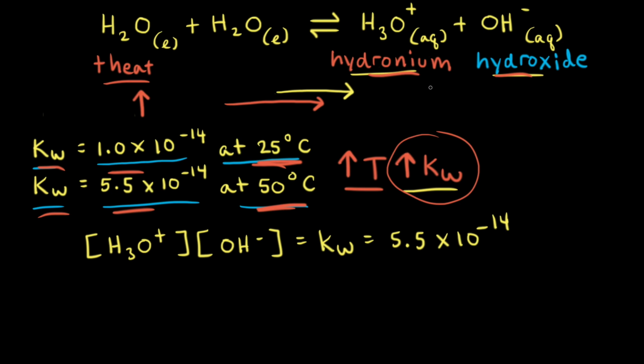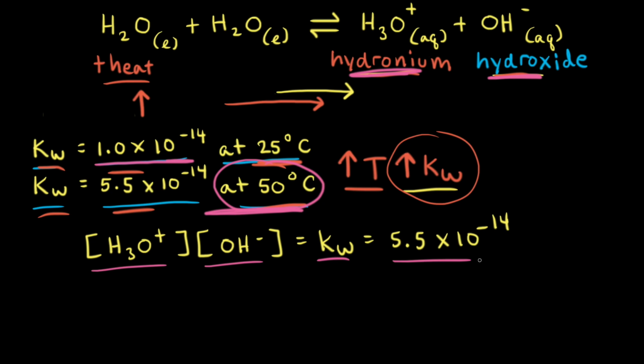Finally, let's calculate the concentration of hydronium ions and hydroxide ions in a sample of pure water at 50 degrees Celsius. We can still use the Kw equation, so Kw is equal to the concentration of hydronium ions times the concentration of hydroxide ions. However, since the temperature is now 50 degrees Celsius, we can't use 1.0 times 10 to the negative 14 because that's the Kw at 25 degrees Celsius. We need to use the Kw at 50 degrees Celsius, which is 5.5 times 10 to the negative 14th.